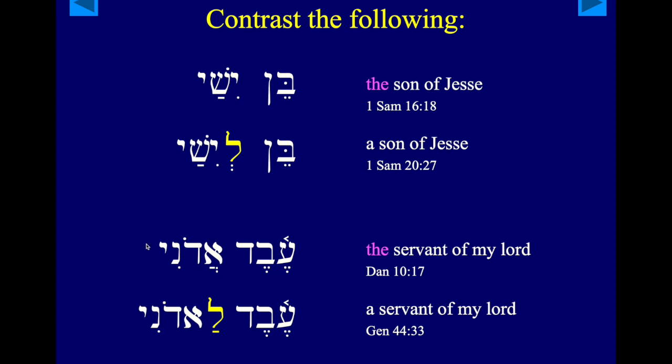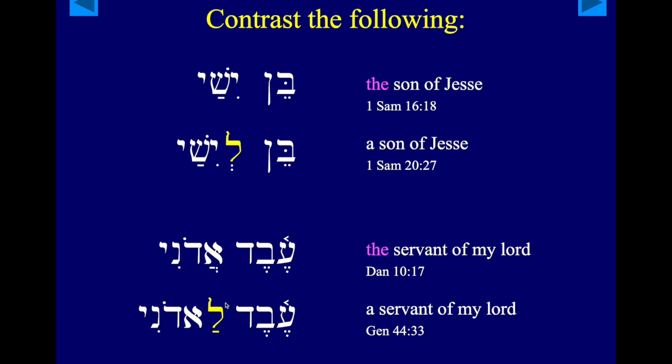So Adoni, my Lord, but my, that's definite. Remember those pronouns that you add to the ends of nouns? My Lord is a particular Lord, not just any Lord. So a servant of the Lord of me, this definiteness is going to work its way back up the chain, and this is going to be the servant of my Lord, which can be a pretty different thing than a servant of my Lord, which is what this says. Eved, this is the same exact word here, a servant, le Adoni, to the Lord of me.